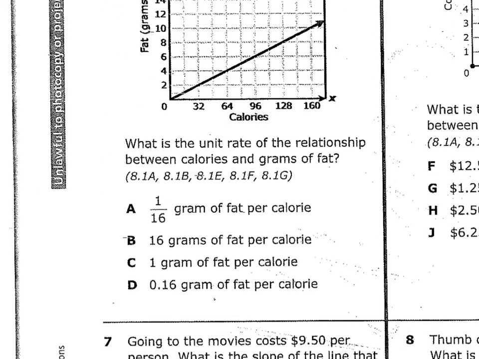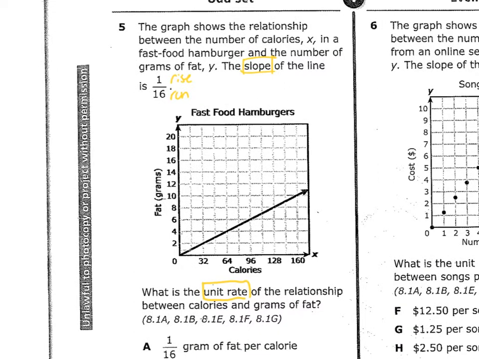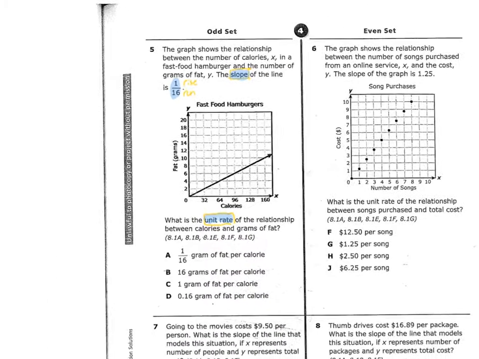So it says, what is the unit rate of the relationship between calories and grams of fat? If that didn't make any sense to you, that's fine, I understand, but we are getting to that point where I need you to know that, like I said, unit rate and slope are the same thing. I'm going to say it one more time because it's super important. The slope and the unit rate are the same thing, and it just wants to know what the unit rate is. They gave it to us right here. It's just going to be that 1/16. So our answer is going to be A on number 5.